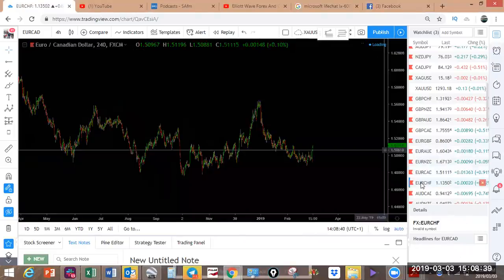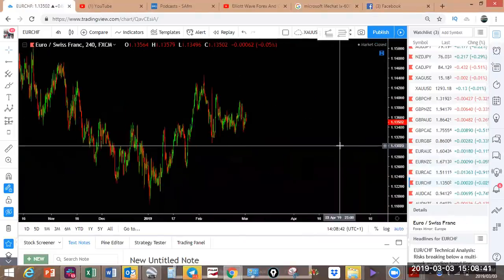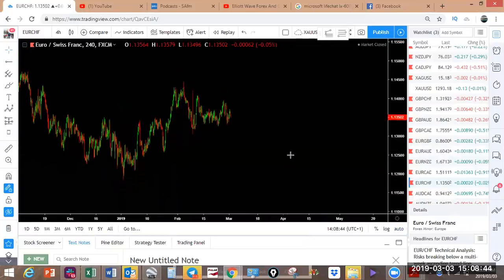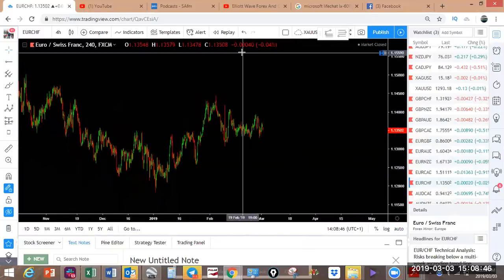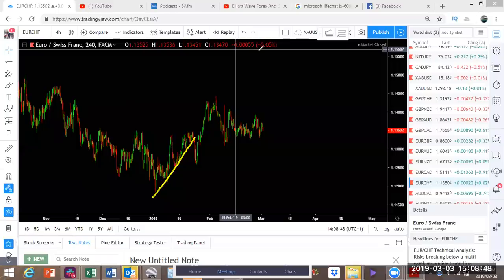Right, to EURCHF. On EURCHF, you still had that move to the upside. You can see that this move went up in 3 waves. These are the 3 waves. You've got a regular flat there. So this was a 1, this was a 2, this was a 3. Now you've got a pulsing move down here.